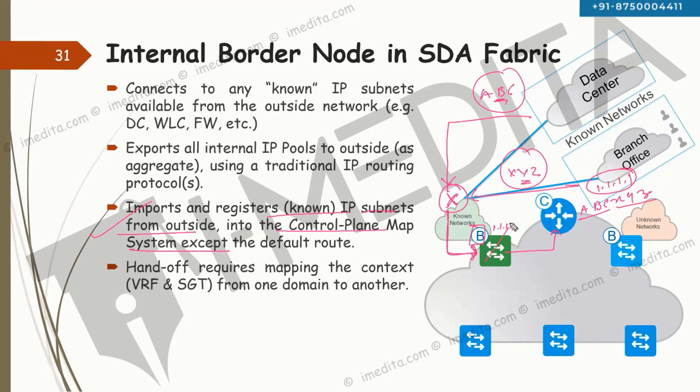Also, this border node is going to export all of my SDA subnets 1, 2, 3 towards this router. This router is going to advertise those subnets to the data center and those branches so that they know that these subnets actually live somewhere in the remote location.